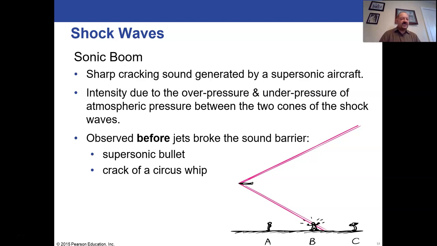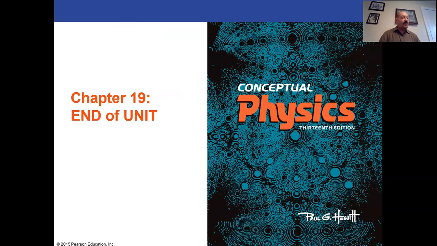Now, the fact is, people have observed this long before planes were even invented. You can generate this with a bullet that goes faster than the speed of sound. It will create that crack as well if you're standing in the right position to hear it. And the crack of a circus whip, the tip of a circus whip, when you whip it, that tip is flipping around faster than the speed of sound, and it will create that high pressure, low pressure bounce of air and will create a mini shock wave. And that's why we hear that crack of the whip. That is a sonic boom, a mini sonic boom. And with that, we'll stop here.